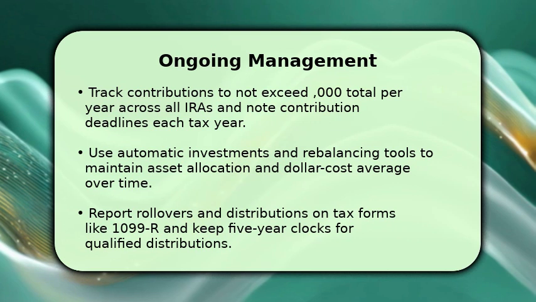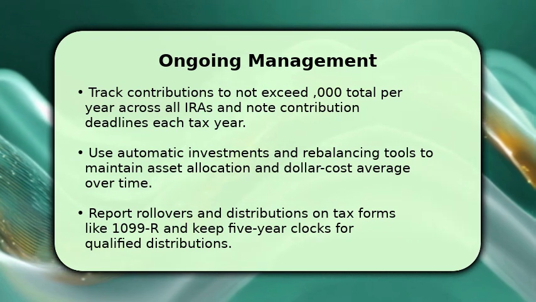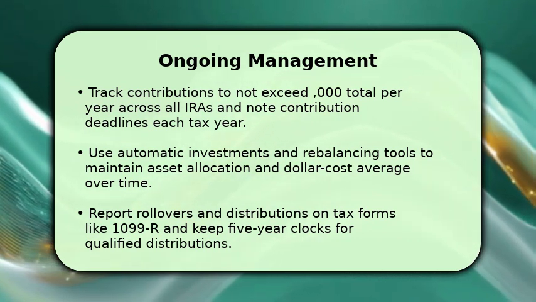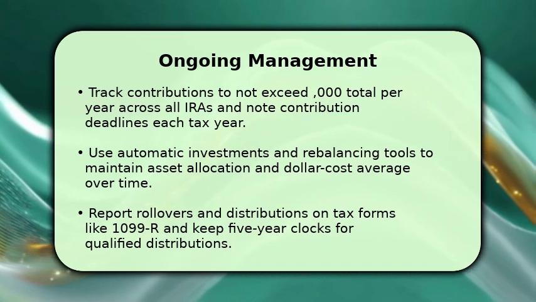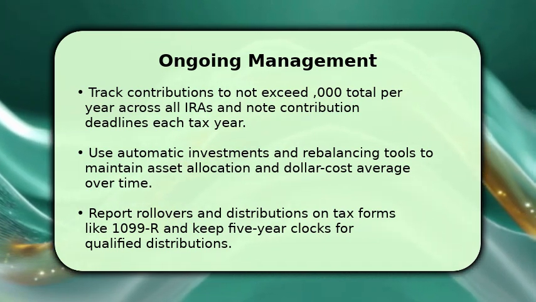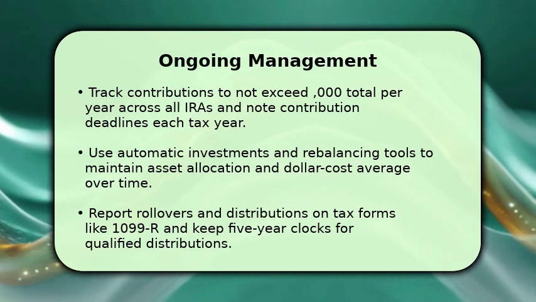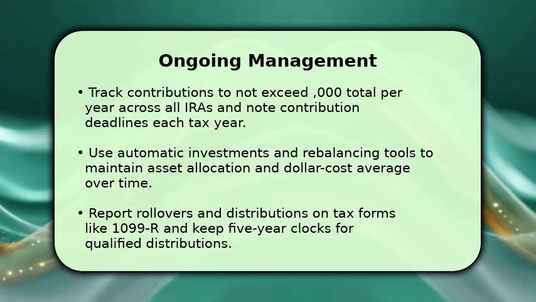For rollovers and distributions, preserve Form 1099-R, report transactions accurately on tax returns, and monitor 5-year clocks for qualified Roth distributions after age 59.5.